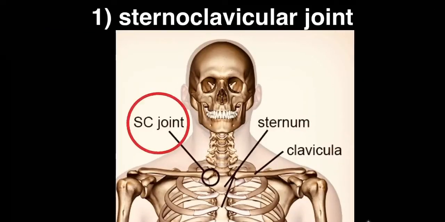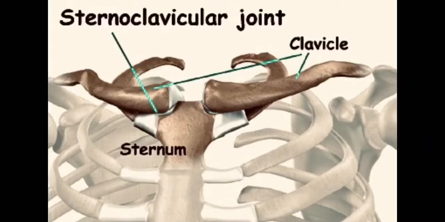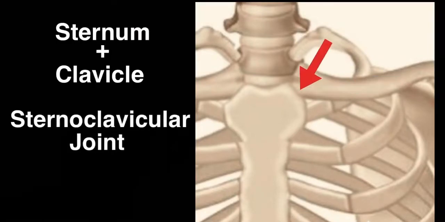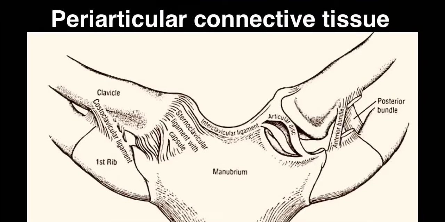1. The sternoclavicular joint. The sternoclavicular joint is a complex articulation involving the medial end of the clavicle and the clavicular facet of the sternum. The sternoclavicular joint is enclosed by a capsule, reinforced by anterior and posterior sternoclavicular ligaments.